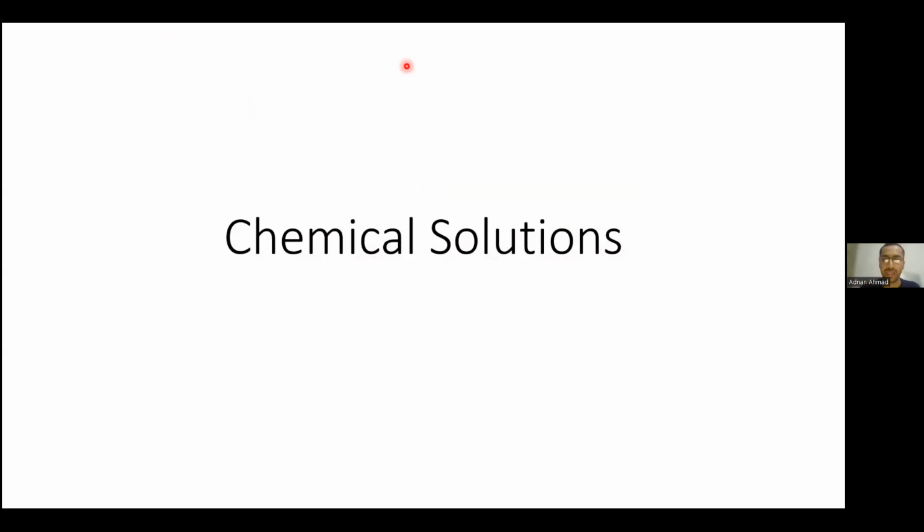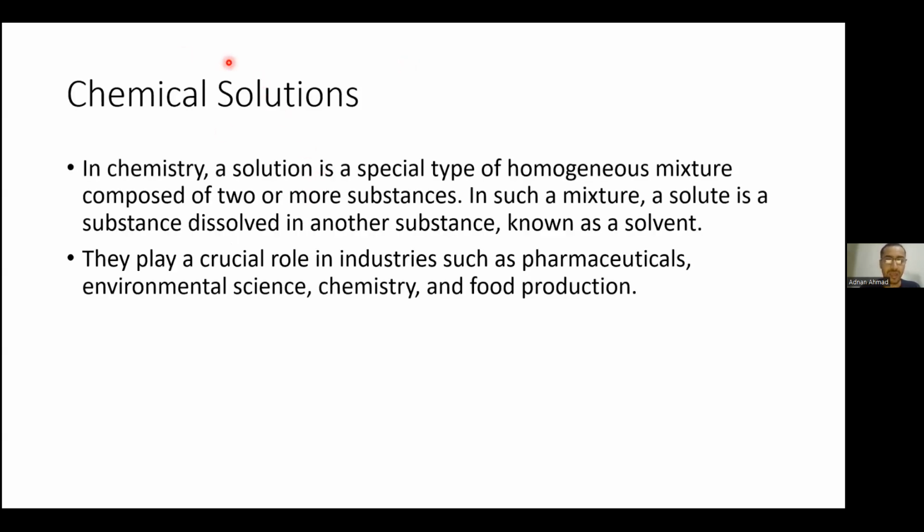Now we are moving towards chemical solutions. So what are chemical solutions? Chemical solutions are basically a mixture of solute and solvent. Solutions are homogeneous mixtures. We say that solutions are the kind of mixtures that have uniform properties. So in chemistry, a solution is a special type of homogeneous mixture composed of 2 or more substances. In a mixture or in a solution, we can have more than 2 substances.